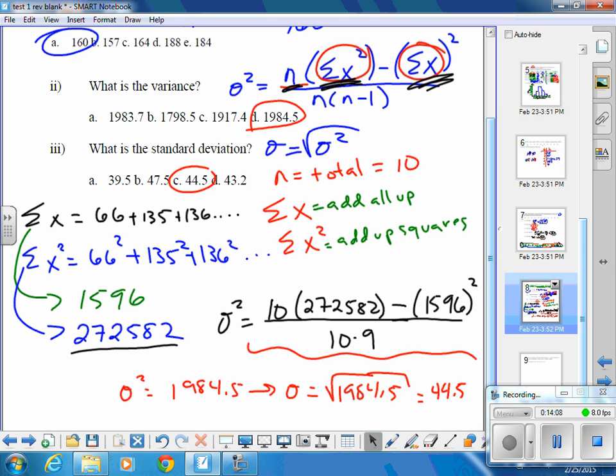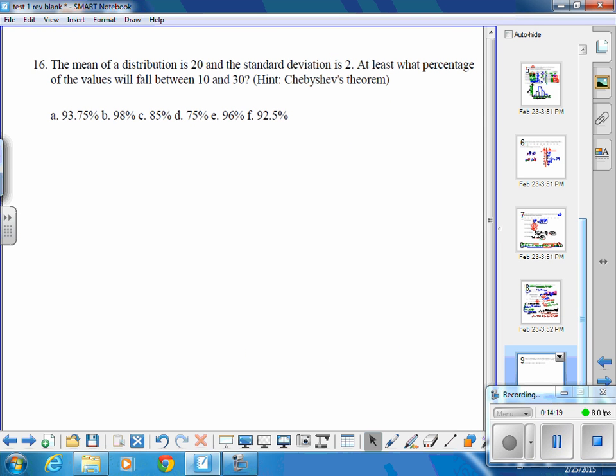If you could possibly borrow a graphing calculator from someone, that's going to be your best bet on this exam, or in a future exam as well, because like I said, they do get to have a lot more numbers in the problem. All right, the very last one here has to do with Chebyshev's theorem.